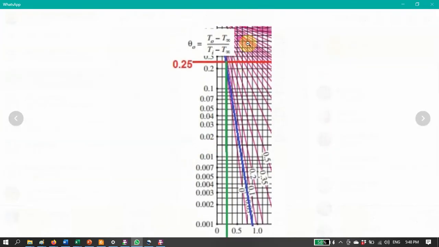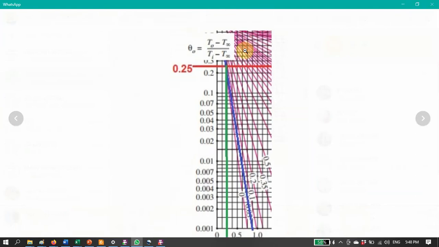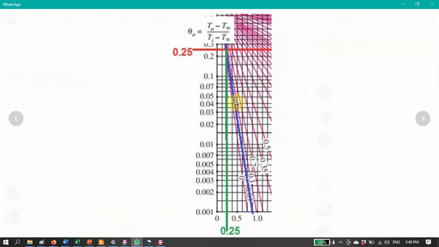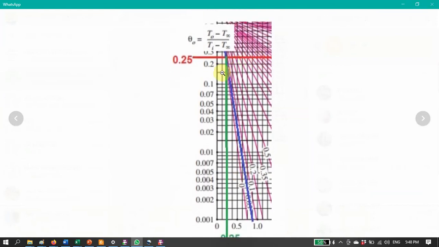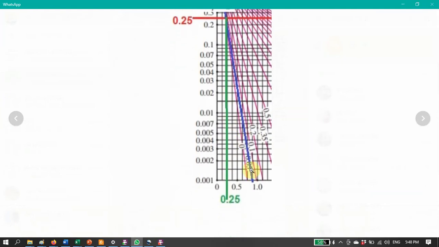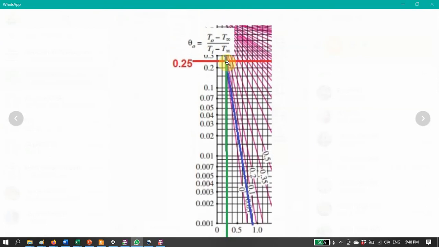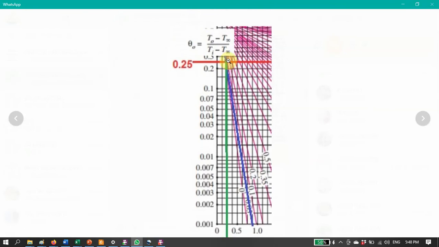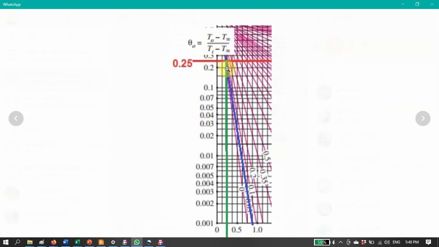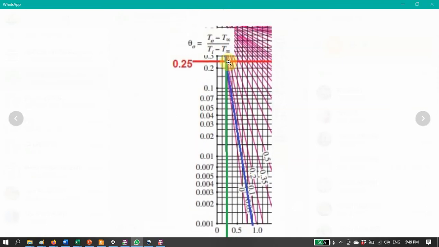Right, so we have this Heisler chart at the midpoint. There are 3 lines there: the red color, the blue color, and the green color. We don't have the value of 0.25 actually, but this is the closest one that we can get. So I'm going to use the resolution that the chart has. Then we project the line at 0.25 and intersect with the Biot number 0.05. You can also take 0.